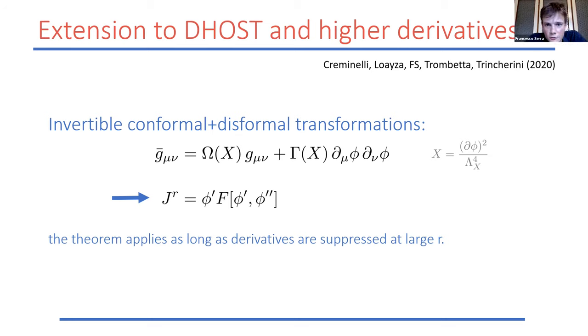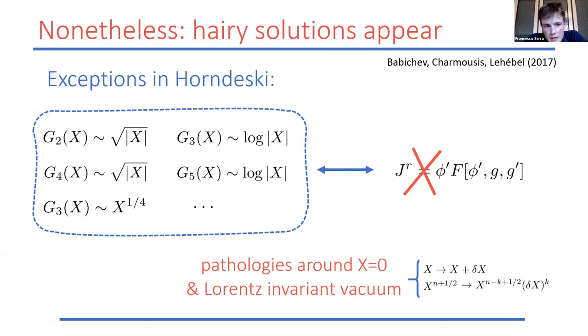But nonetheless, it was understood over the years that there can be exceptions, when one chooses appropriately the functions that appear in the Horndeski Lagrangian. For instance, taking square root of x or log x, where this x is the kinetic term of the scalar field, or even taking non-integer powers, can lead to a shift symmetry current which is no longer proportional to the first derivative of the scalar field. And basically, if one insists on writing the current as proportional to the first derivative, this proportionality function f that I write here will not be regular in the limit in which phi prime goes to zero.